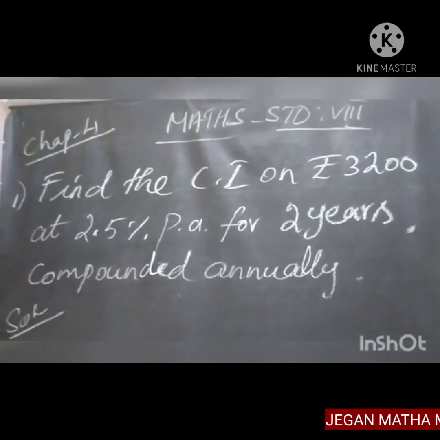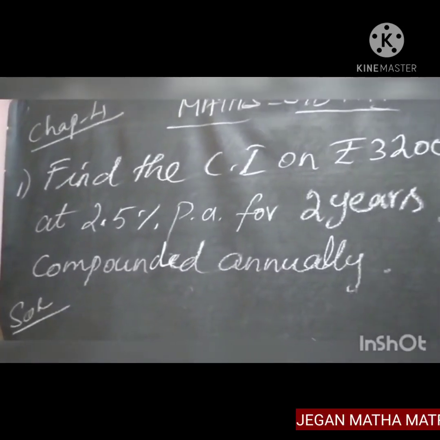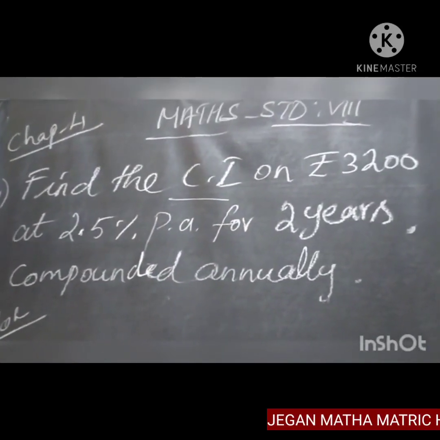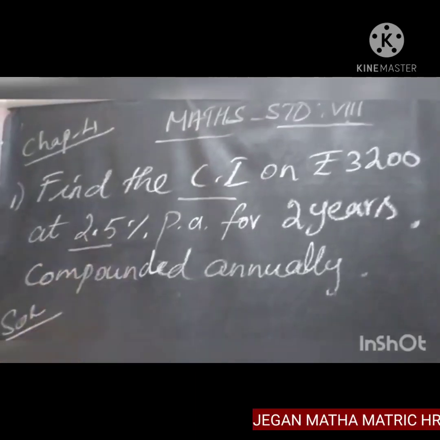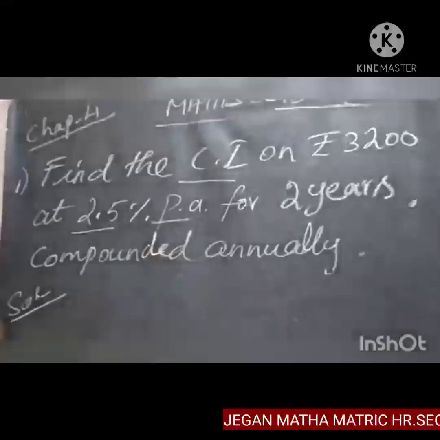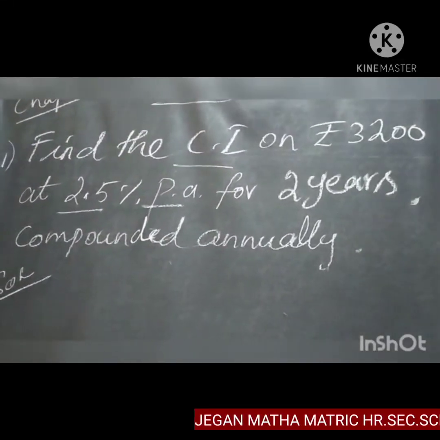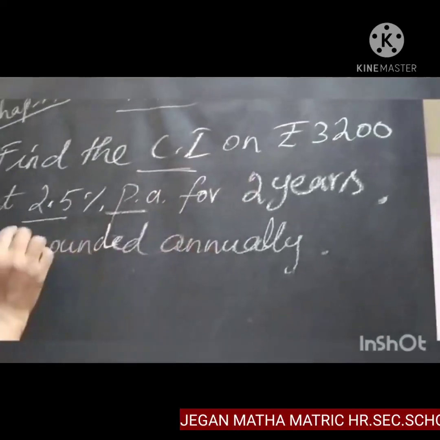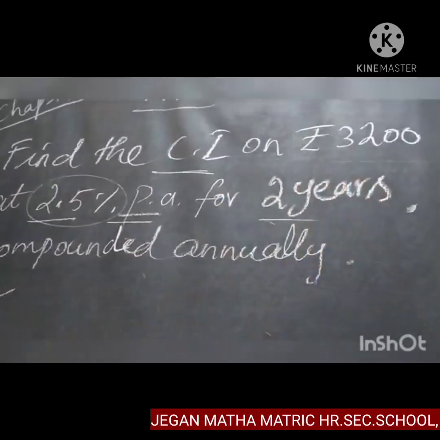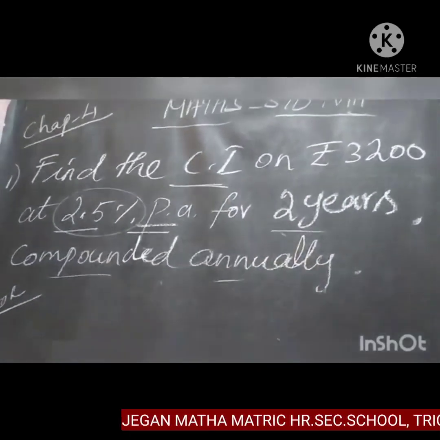Okay, see the first one. The heading is compound interest. The first one: find the CI, that is compound interest, on rupees 3200 at 2.5 percent per annum, that is per year, for 2 years, compounded annually. So you have to find it annually.